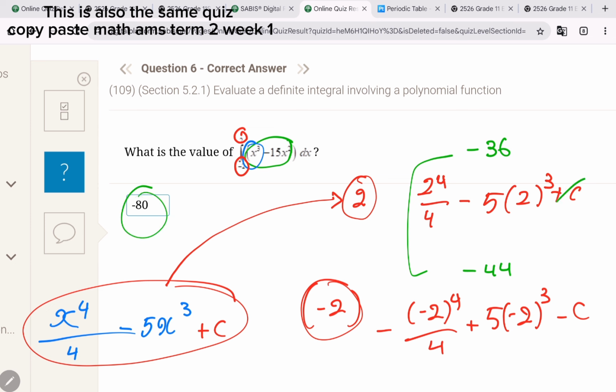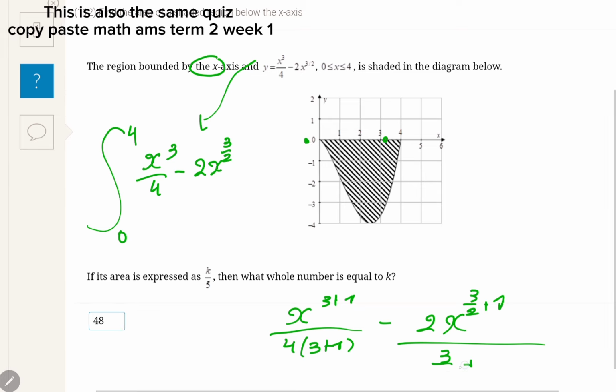So x cubed over 4 minus 2x to the power of 3 over 2. Now I need to do the integration of this. How do I do the integration of this? It's going to be x to the power of 3 plus 1 over 4 times 3 plus 1, okay, minus 2x to the power of 3 over 2 plus 1 over 3 over 2. Oops, my bad.